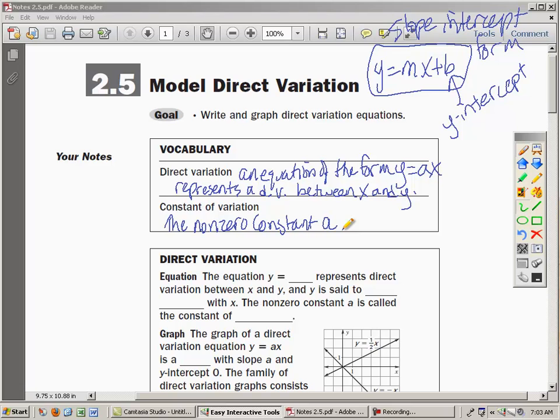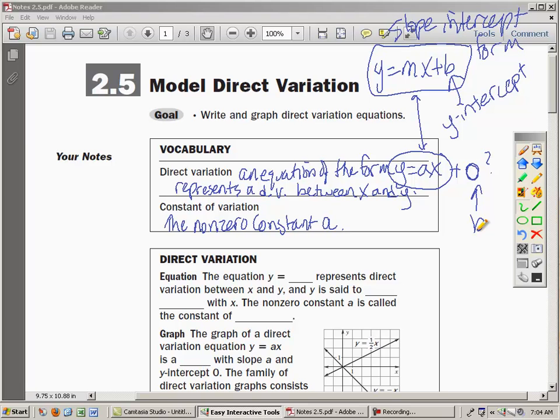So when we start talking about direct variation, you'll notice that direct variations are in the form y equals ax, which looks an awful lot like slope-intercept form, but the big difference here is that there is no number on the end. I want you to recognize that a direct variation is exactly like a slope-intercept form equation. The only difference is there is no y-intercept. What does that mean when there is no y-intercept? It means that the y-intercept, or the value of b, is equal to 0.